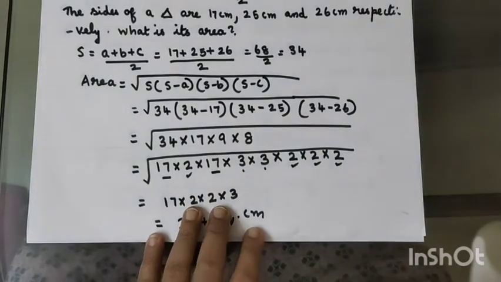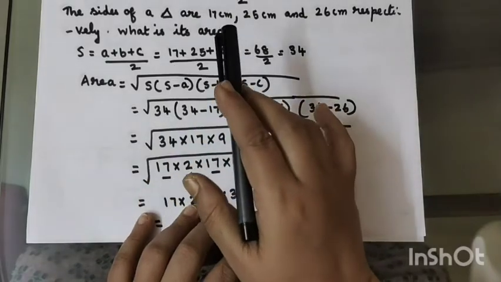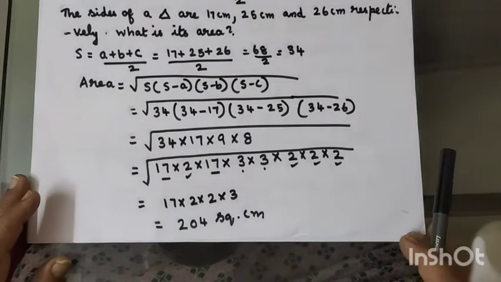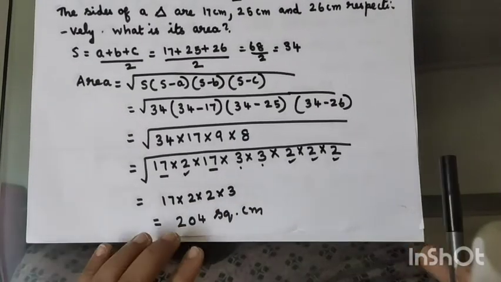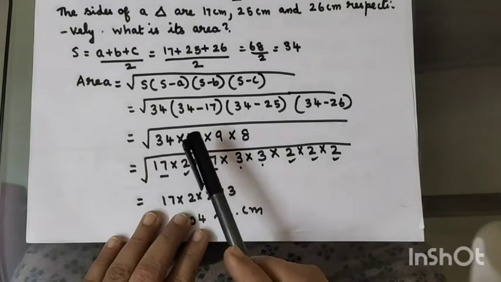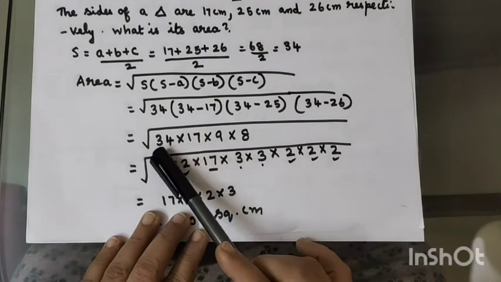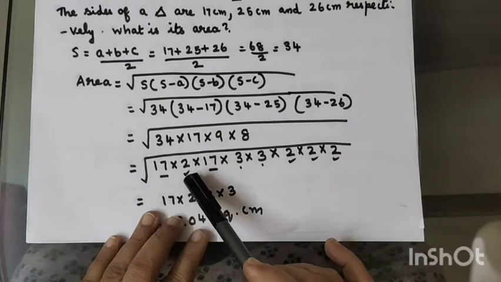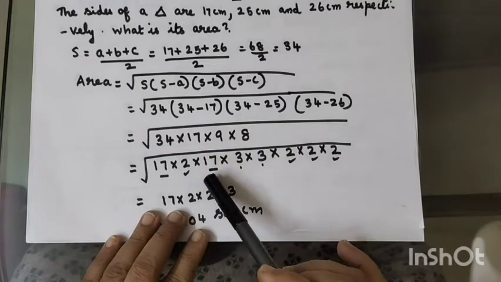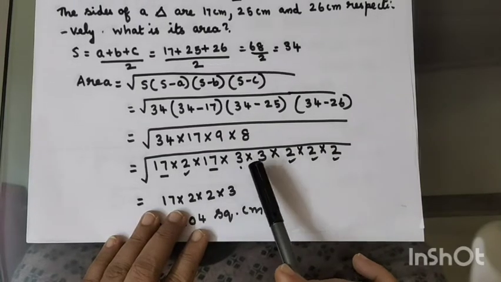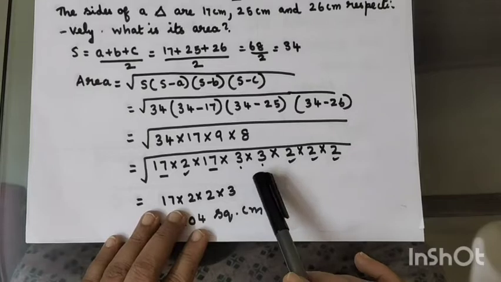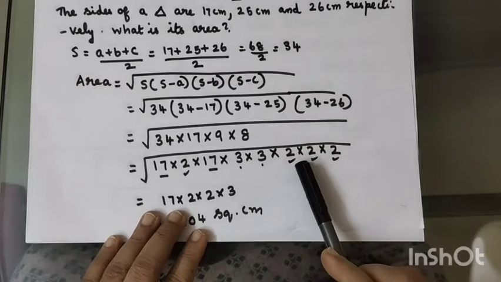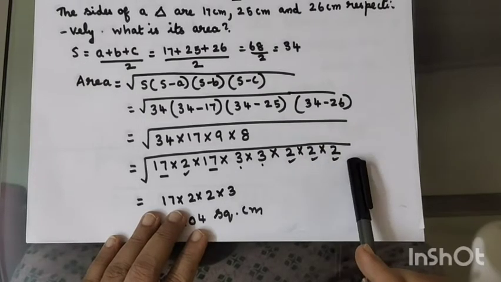And the next step, you have to copy the square root sign. Then you have to do the prime factors of each number. Now children, you can see 17 is here. 17 twos are 34, so you can split it like this: 17 twos are 34, 17. Now 9 you can split up as 3 into 3. Then 8 you can split up and put 2 into 2 into 2.